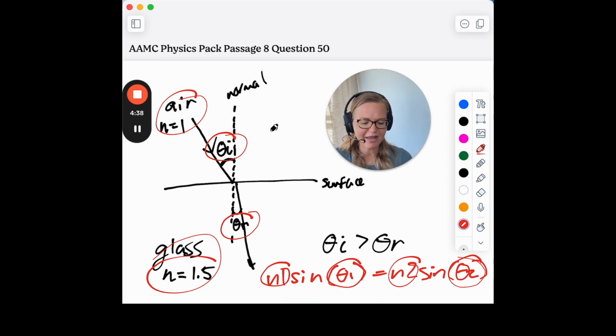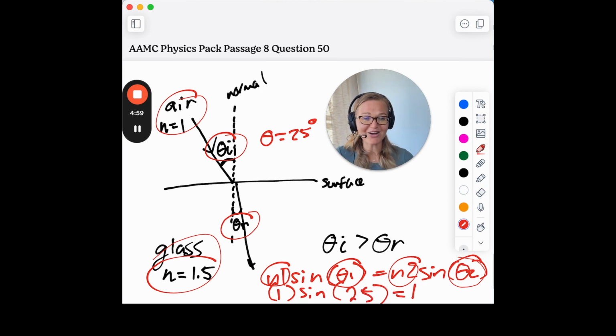Like, say I knew my angle of incidence was 25 degrees, and I wanted to solve for my refracted angle. Well, then I could just go ahead and plug in numbers, right? I could say, okay, index of refraction of air is 1, so I'd have 1 times sine of, we said theta 1 is 25 degrees, equals my index of refraction of glass, which is 1.5, times my sine of theta 2, and then I would just go ahead and solve this and figure out what theta 2 is.